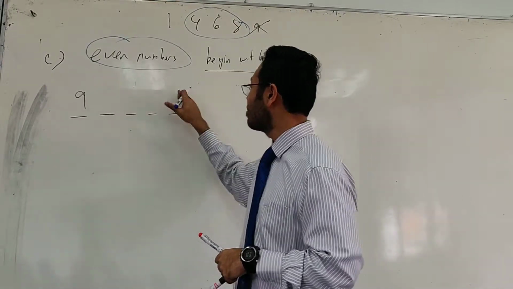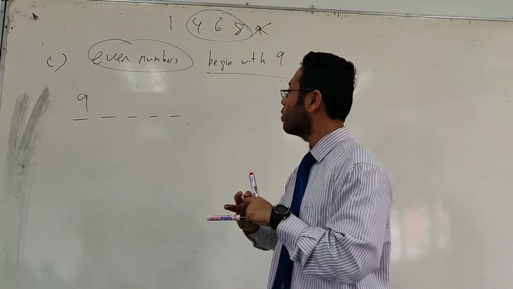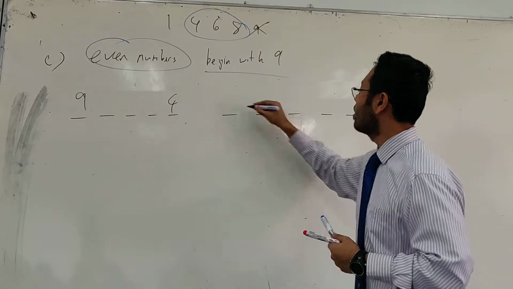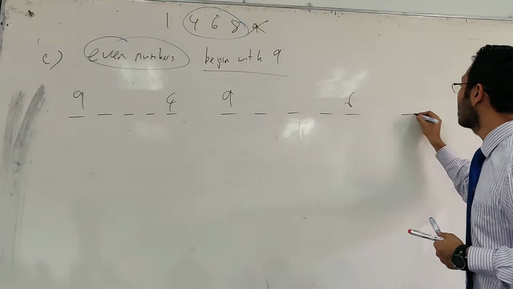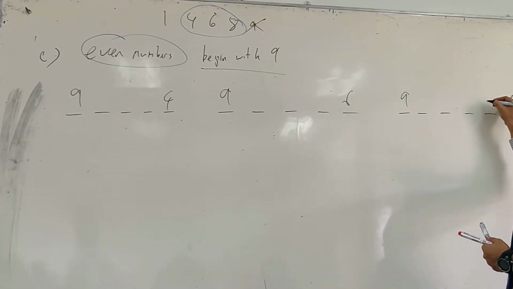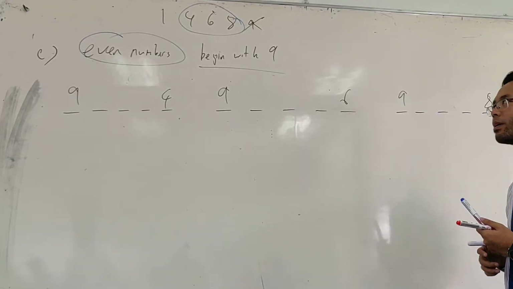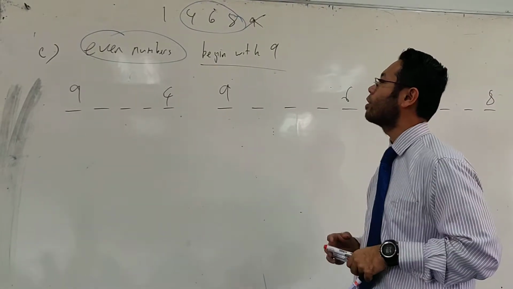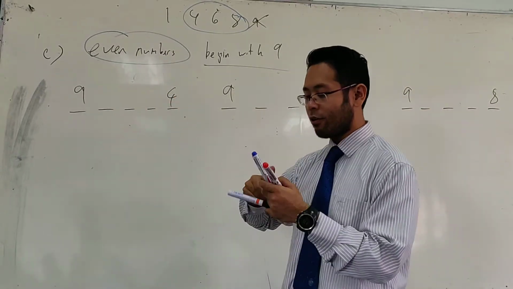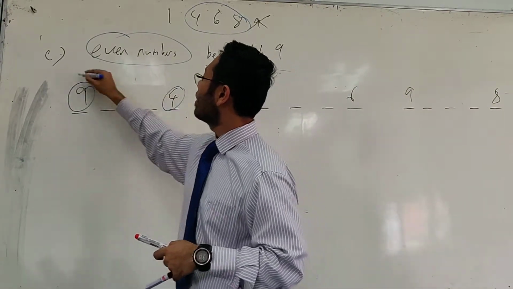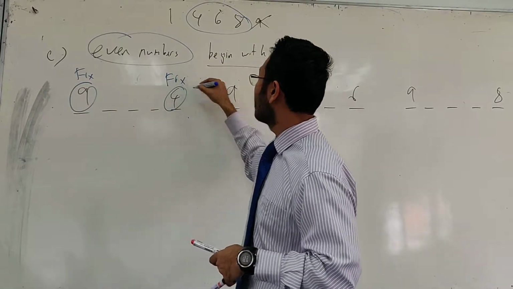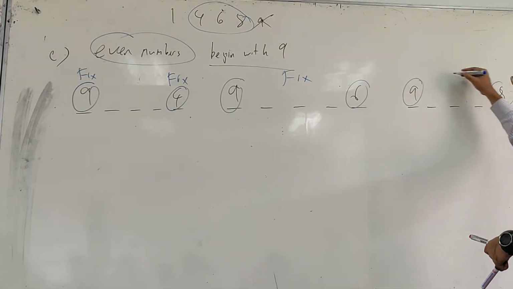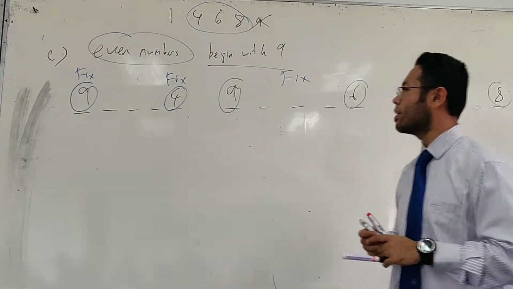You can just multiply by 3, but I would recommend, don't rush yourself. Go with 9 and 4, 9 and 6, and 9 and 8. I would recommend this way more. But this question has no trick. Some questions have tricks. What can I say about 9 and 4? It has been fixed. 9 and 6? Fixed. 9 and 8? Fixed.